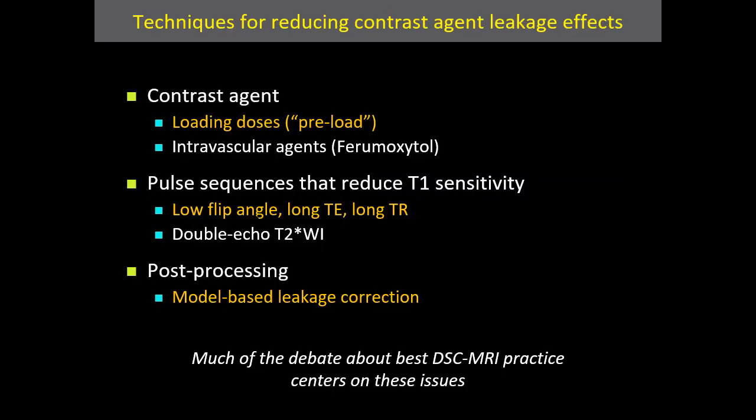Now we have several techniques for reducing contrast agent leakage effects. These include the introduction of a contrast agent loading dose or preload, which is an injection of contrast agent prior to the main dynamic bolus. Pulse sequences that reduce T1 sensitivity, including low flip angle and long TE, as well as post-processing techniques, including model-based leakage correction. And much of the debate about best DSC practice centers upon these issues.